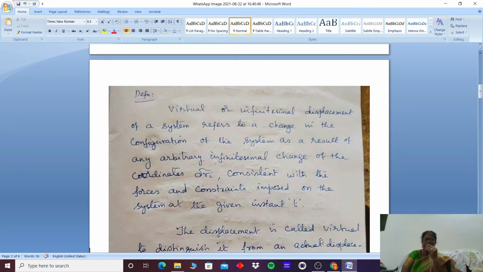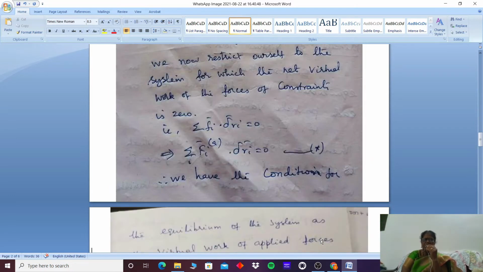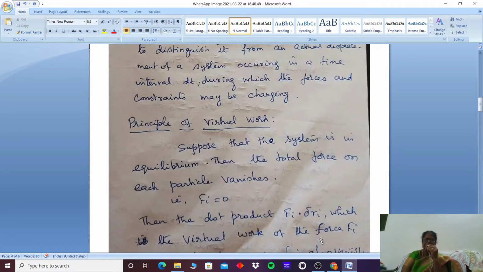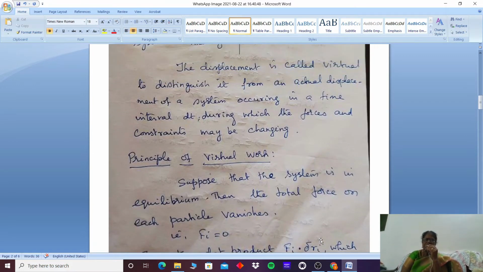Virtual or infinitesimal displacement of a system refers to a change in the configuration of the system as a result of any arbitrary infinitesimal change of the coordinate delta Ri, consistent with the forces and the constraints imposed on the system at a given instant t. The displacement is called virtual to distinguish it from an actual displacement of a system occurring in the time interval dt, during which the forces and the constraints may be changing.